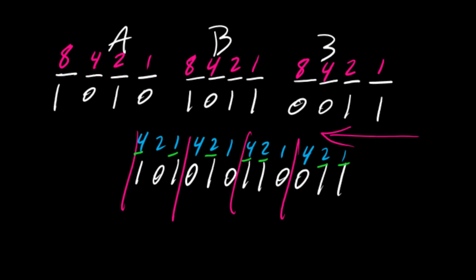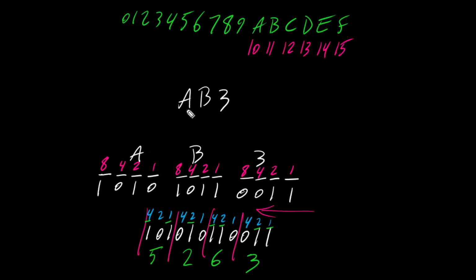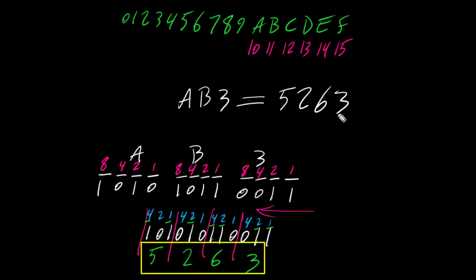So let's add them together. In this group, 4 and 1 are on, that's 5. In this group, only 2 is on. In this group, 4 and 2 are on, so that's 6. And in this group, 2 and 1 are on, that's 3. Therefore, the hexadecimal number AB3 is equivalent to the octal number 5263.